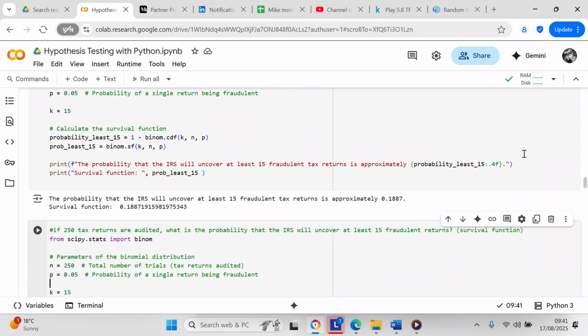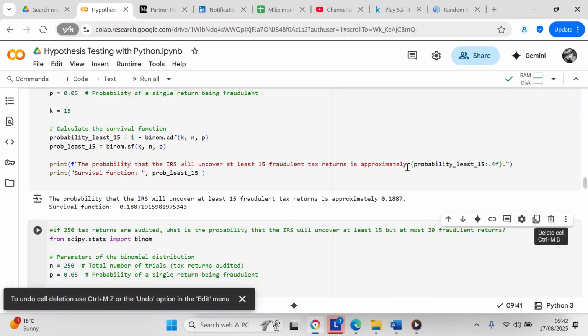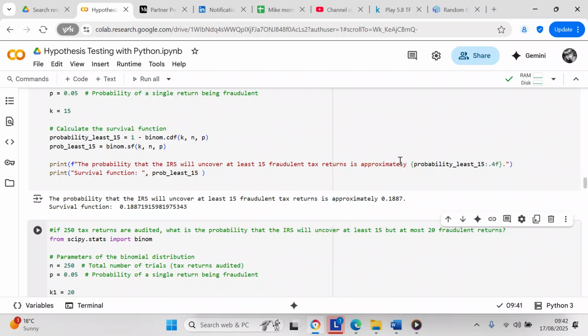And as I've said in earlier videos, if you're using Excel, I don't think Excel has a survival function. So you'd have to use the 1 minus binom.cdf.